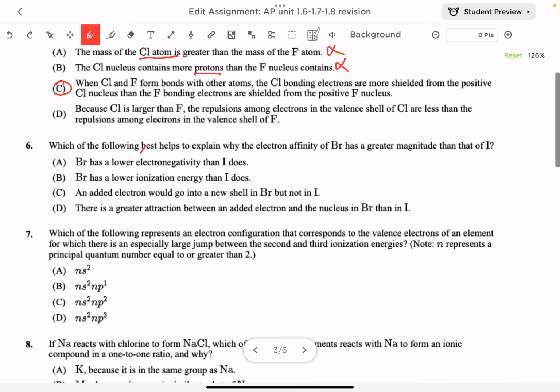Now moving on to the next question, which of the following best helps to explain why the electron affinity of Br has a greater magnitude than that of I. So adding an electron to Br releases more energy than adding an electron to I. So let's look at the choices.